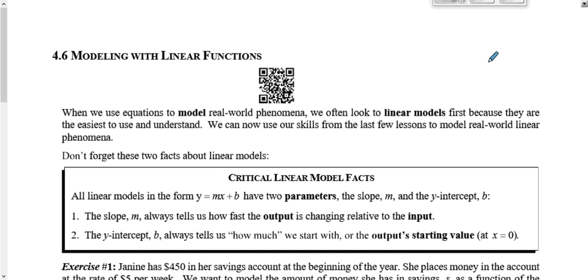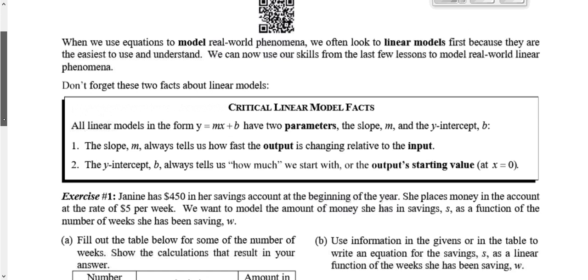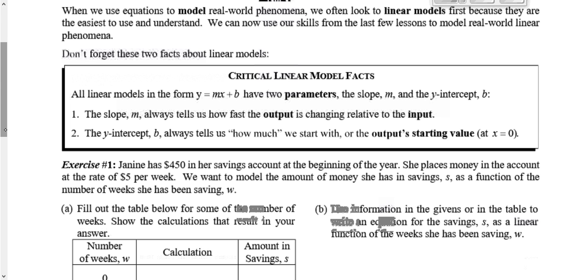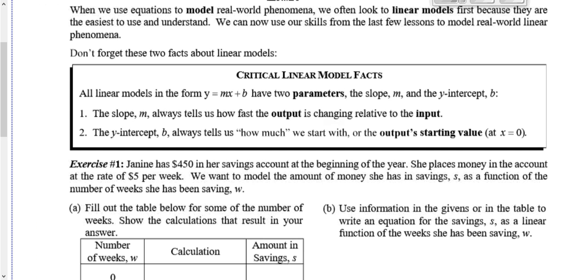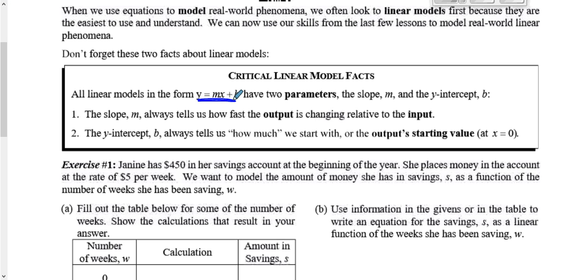When we go to a real life problem, yes, m is slope, but in an actual application, how do we think of m? A rate of change, like miles per hour or something. And how do we think of b? The starting value, right? So linear models in this form, y = mx + b, have an m and a b.